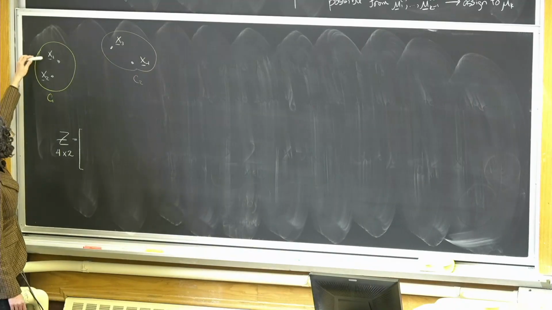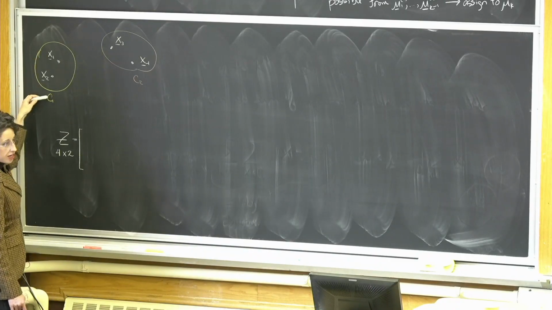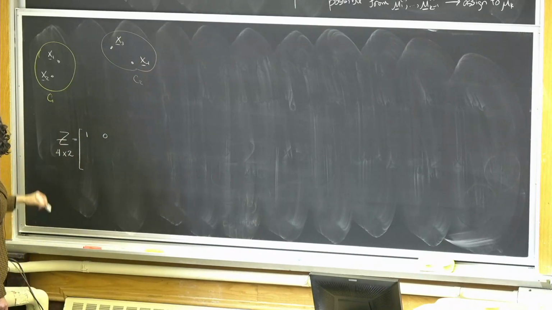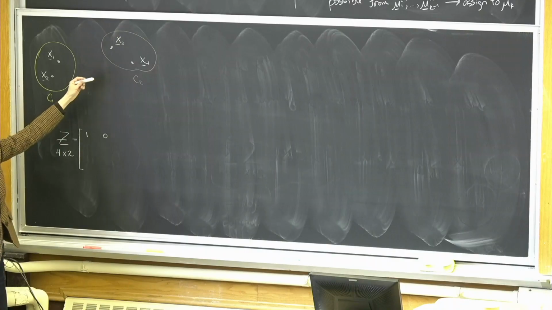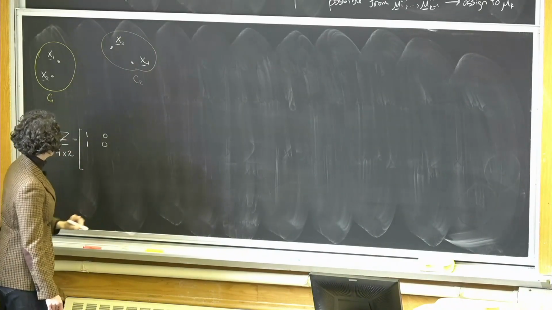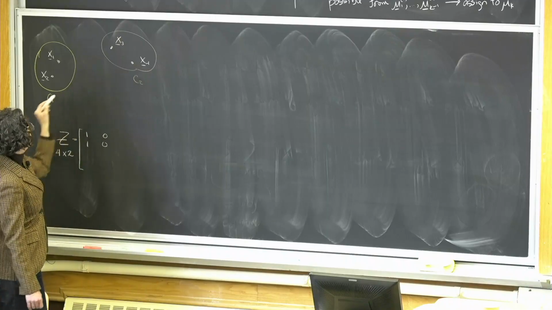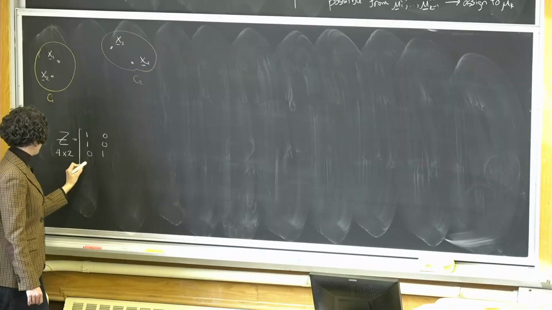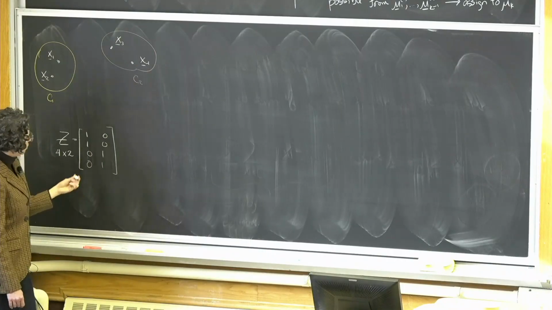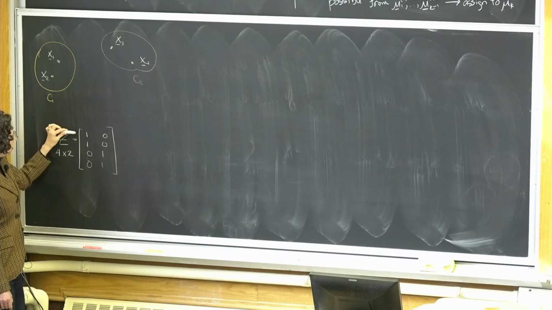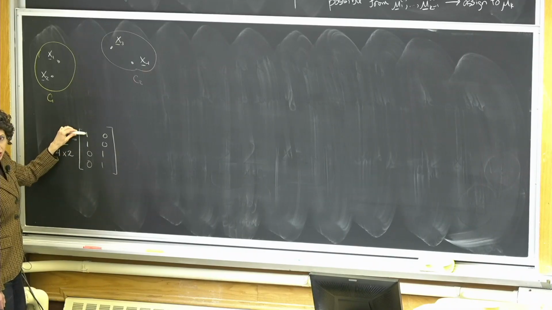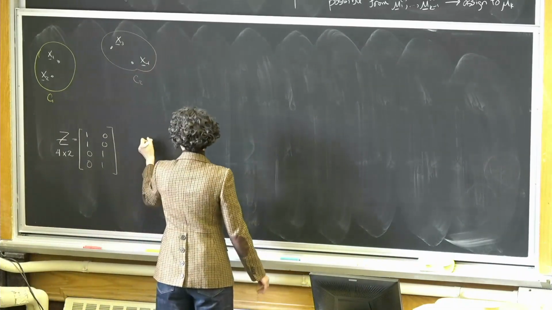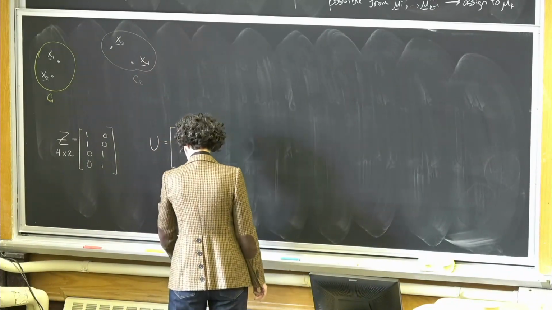For my first point X1, it's in cluster 1 and not in cluster 2, so I'm going to have a 1 and a 0. For my second point, it's in cluster 1 and not in cluster 2, so I will have 1, 0. For my third point, it's in cluster 2, not in cluster 1, so I will have 0, 1. And for my fourth point, it's in cluster 2 and not in cluster 1, so I will have 0, 1. So my Z matrix is telling me for each of my samples which cluster it is in and which cluster it is not in. And then my U matrix is going to represent the means.